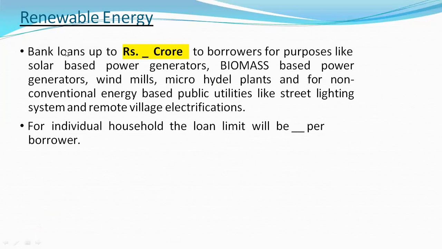Let's see, next is related to renewable energy. Bank loans up to rupees dash crore to a borrower for purposes like solar based power generators, biomass based power generators, windmills, micro hydel plants, and for non-conventional energy based public utilities like street lighting systems and remote village electrification. Here you have to tell for these purposes how much loan can be given, which will come in priority sector. And for an individual household, the loan limit will be dash per borrower. So let's see the right answer. The correct answer is 30 crore. 30 crore is for these big projects, and for individuals it is 10 lakh rupees. Okay, let's see the next question.